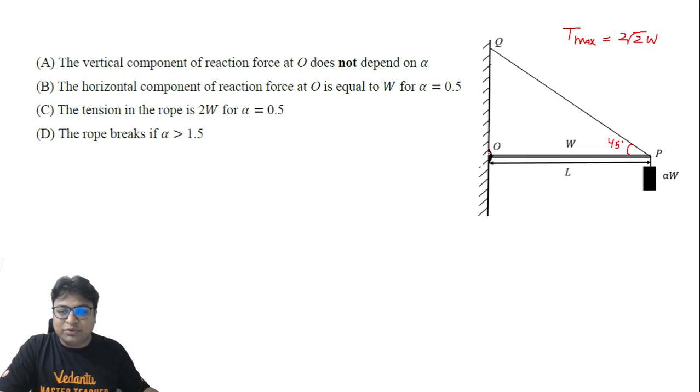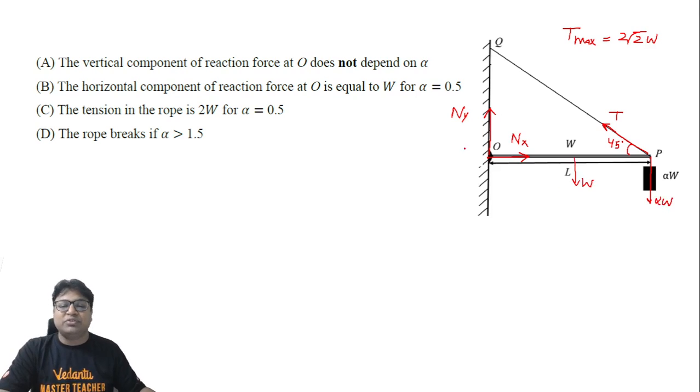What we are going to do is first draw the FBD of the rod, and in that I'm going to first draw the vertical component of the force, Ny. Then we will have a horizontal force exerted by the hinge O. Let's name it Nx. We will have a tension in the thread, let's name it T. We will have a force alpha W acting here. We will have a force W acting on the midpoint of the rod. So these are the forces that would be acting on the rod.